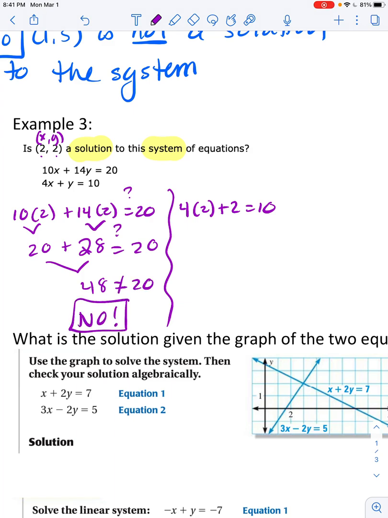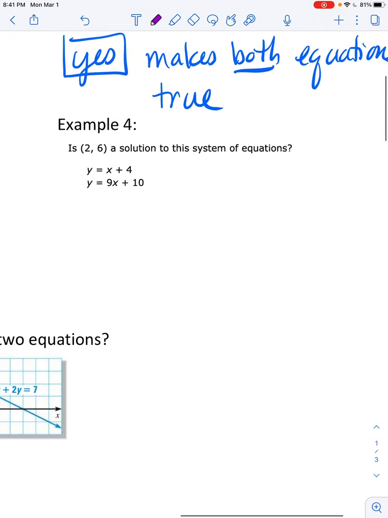I don't even really have to show this one. Now this one turns into 8 plus 2 equals 10. So this side checks, but since the first one I did doesn't work, I already know that this can't be a solution to the system because it already didn't work in the first one. So it doesn't really matter if it works in the second or not. The definition is it has to work in both.